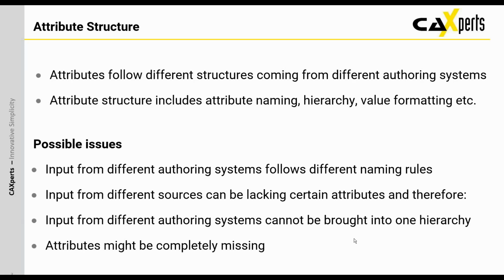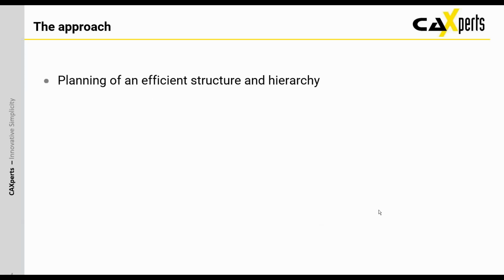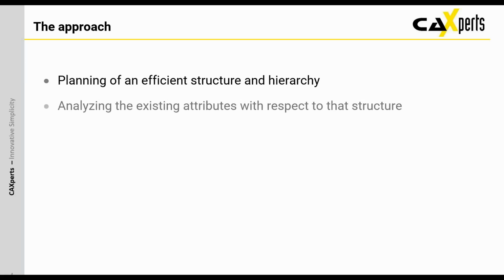So what would be our approach here? The approach would be, first of all, planning of an efficient structure and hierarchy. So how do I want my data to be organized? And according to that, analyze the existing attributes with respect to that structure. Cleaning up unnecessary attributes, because there are a lot of attributes in different software that just do not really help you in viewing, just cramping up your attributes panel and making it harder for you to find the information you need instantly.